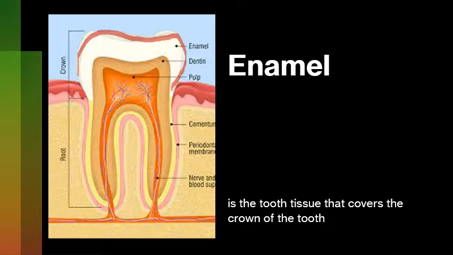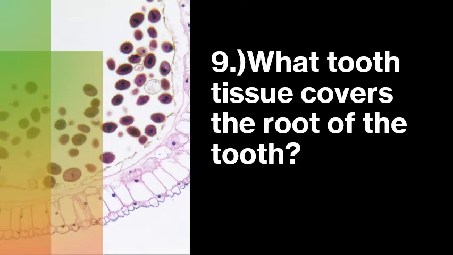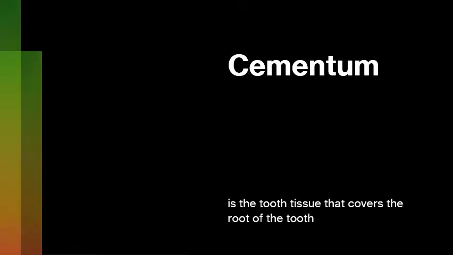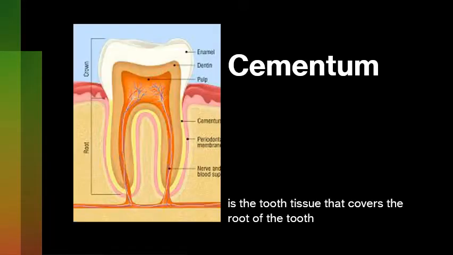So the next question is, what tooth tissue covers the root of the tooth? The root of the tooth is actually covered by cementum, and cementum is the part that covers the root dentine, and it extends from the cervicoenamel junction up till the apex. So all this structure which is being outlined right now is covered by cementum.